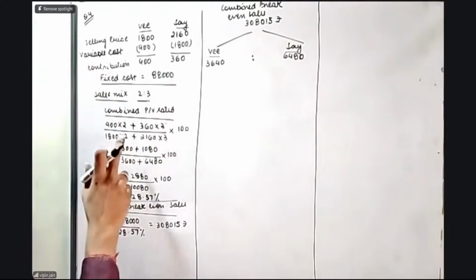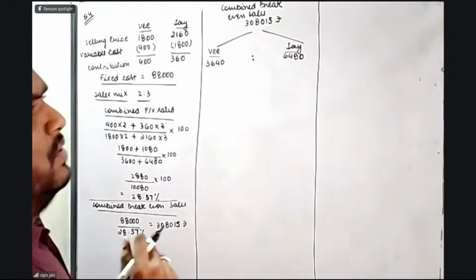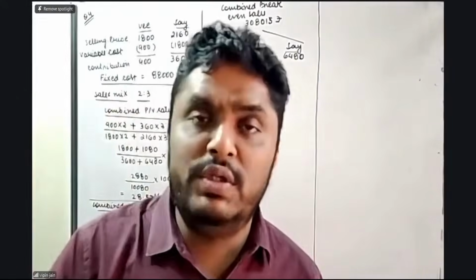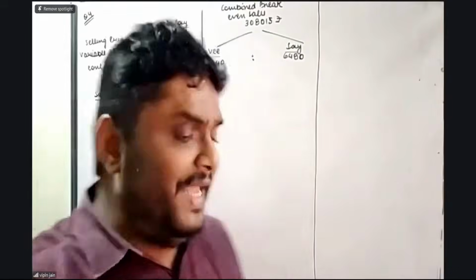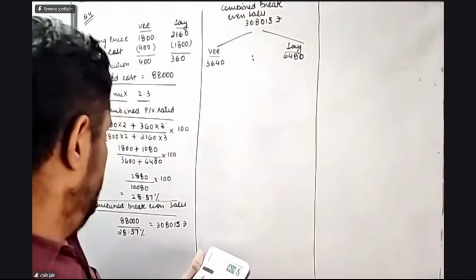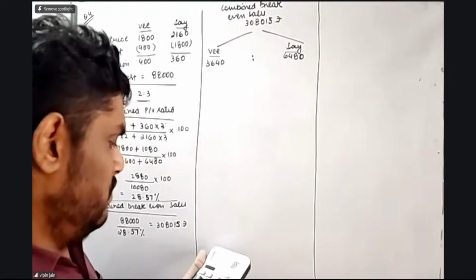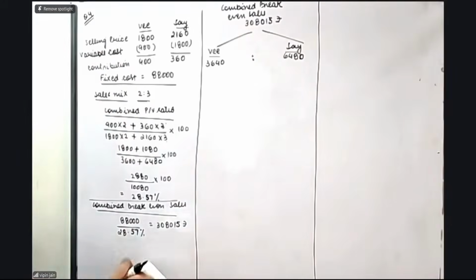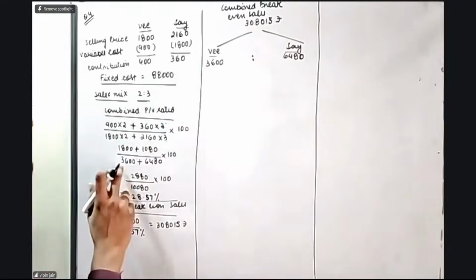That's why herein the price is important and quantity is also important. So quantity into price. So what will be the break-even sales separately? Not in 2:3. 2:3 is only the quantity weight. What about the price weightage? We have to use the price weight also. So 308015 divided by 10080 into 3640. It's 3,600.